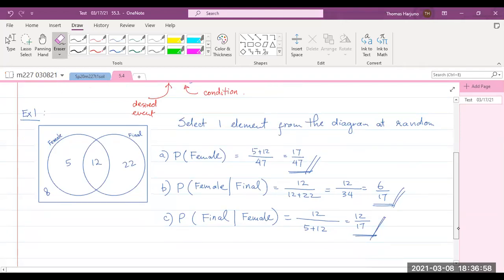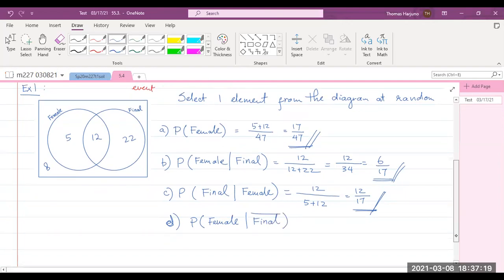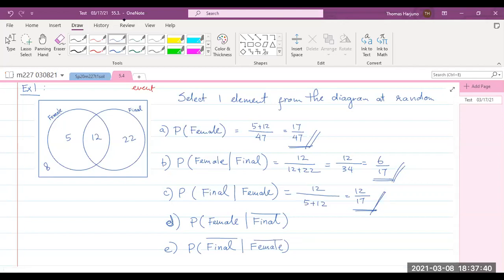That's in general. Now, I did the easy part, B and C. You try the slightly harder one. Not that hard. Of course, you need to think, right? What is the probability of selecting a female, knowing that person did not take final? And part E, find the probability that person did not take final, knowing that person is not a female. Let me give you maybe 2 or 3 minutes for this.